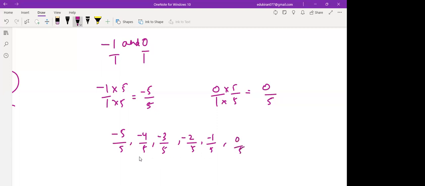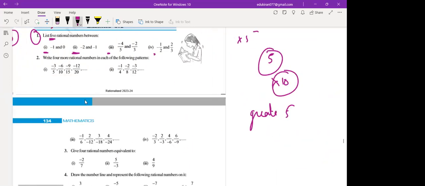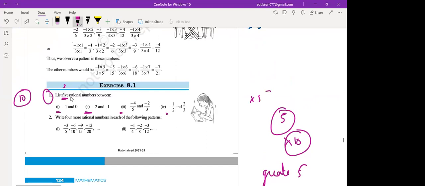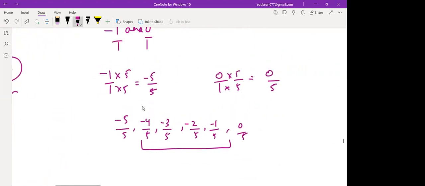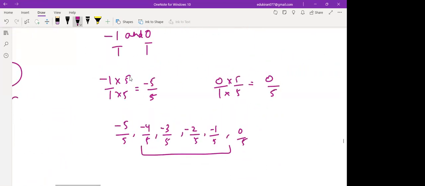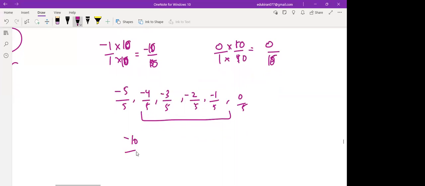So tell me how many numbers are between? 4. But in the question, they ask you for 5. That's why I told you whenever they ask for any number, you have to take a greater number than that. You will not take 5. You can take 6. And the simple thing is just take 10. Very simple. Minus 10 upon 10, and 0 upon 10.